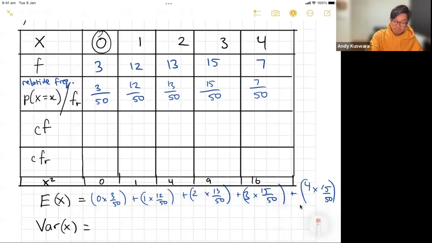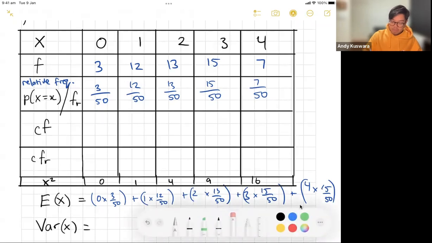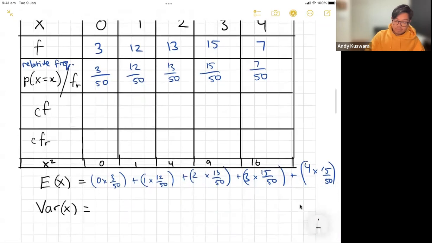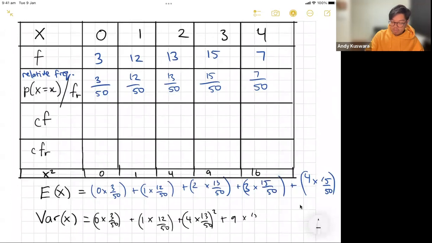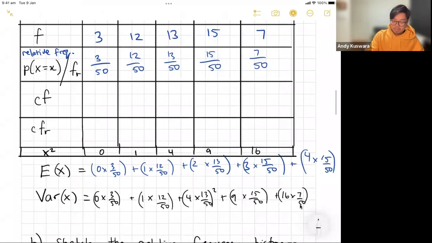And now you do the same thing. You go 0 times 3 on 50, that's still the same, plus 1 times 12 on 50, plus, and this time I'm going to go 4, 4 times 13 on 50, plus this time 9 times 15 on 50, and then plus 16 times 7 on 50. And then once you've got all of that, that's your E of x squared.